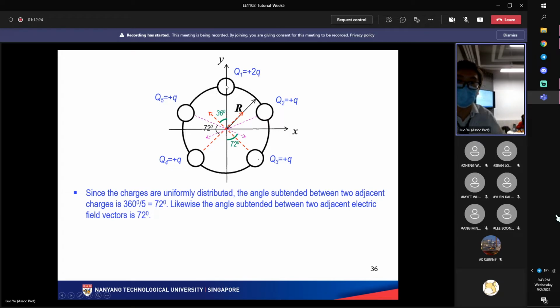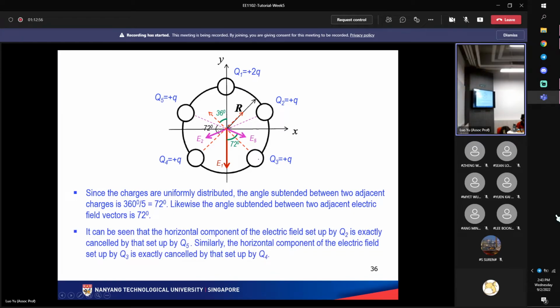All the configurations are mirror symmetric with respect to each other. So the X components of the electric field from Q2 and Q5 will always cancel out each other. For example, Q1, the top one, is exactly in the Y direction without any X component. Q2 and Q5 are mirror symmetric with respect to each other, so E2 and E5 have the same magnitude, and their X components cancel out each other.